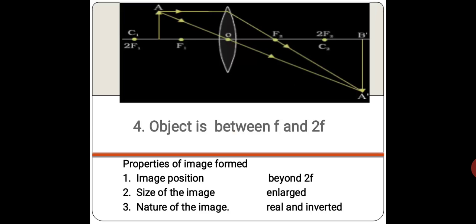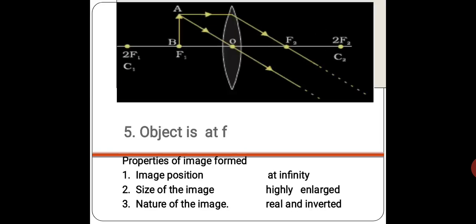The next position of the object is between f and 2f. So when you place an object between f and 2f, again we consider the same two rays. One ray parallel to the principal axis passes through the principal focus on the other side of the lens, and another ray passing through the optical center will not get deviated. And these two refracted rays will meet at a point where an image A'B' is formed. The image thus formed has the following properties. The image position is beyond 2f and the size of the image is highly enlarged and the nature of the image is real and inverted.